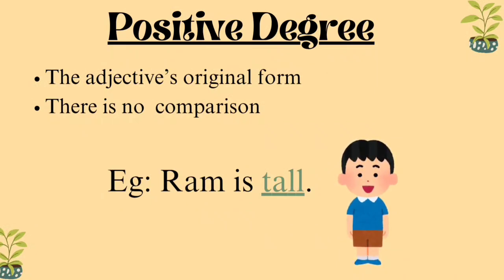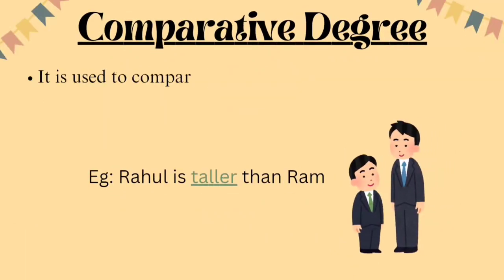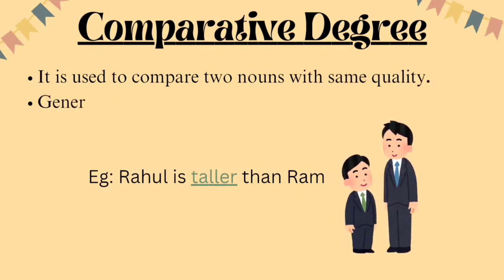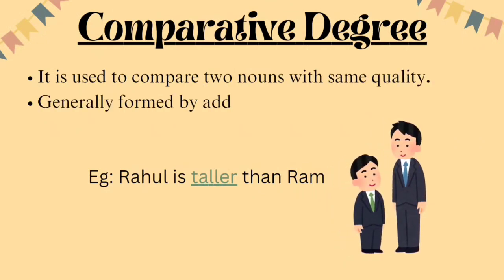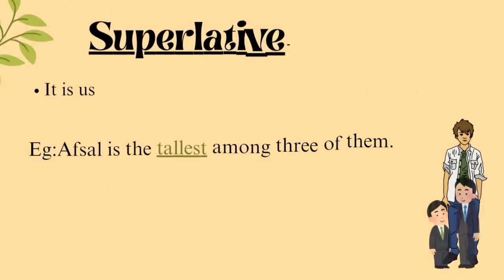The first one is positive degree. Here there will be no comparison. For example, Ram is tall. Here, tall is an adjective that describes the noun. In the second one, the comparative degree, we use this degree to compare two nouns with same quality. For example, if we compare the height of Ram with Rahul, then the sentence became Rahul is taller than Ram.